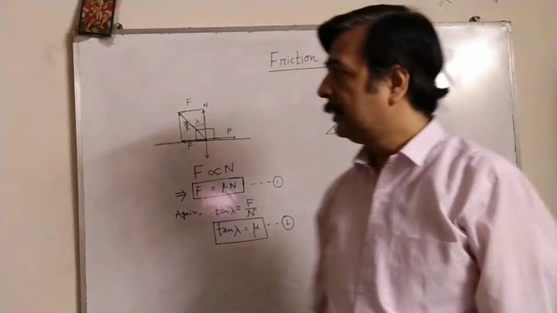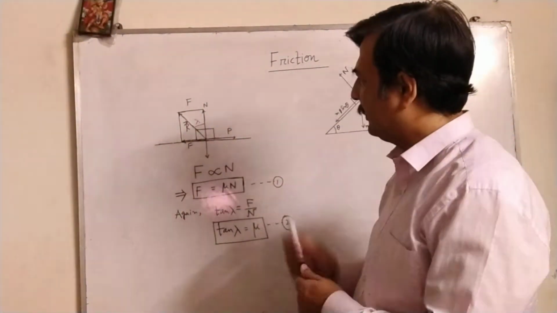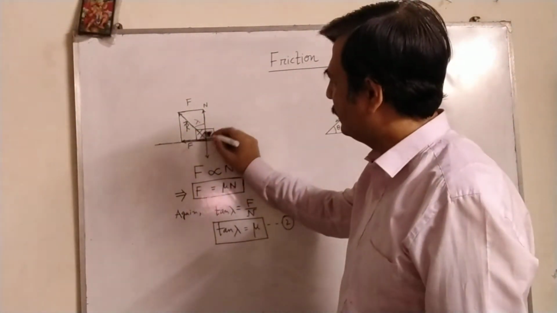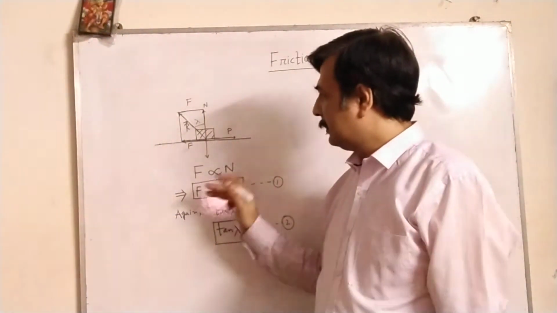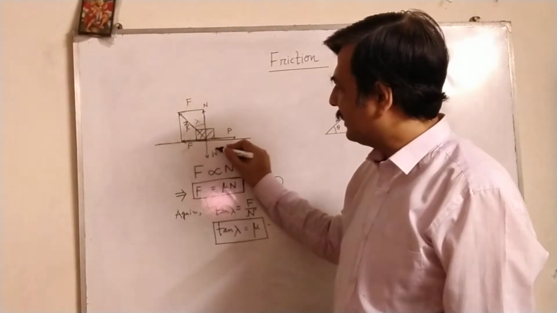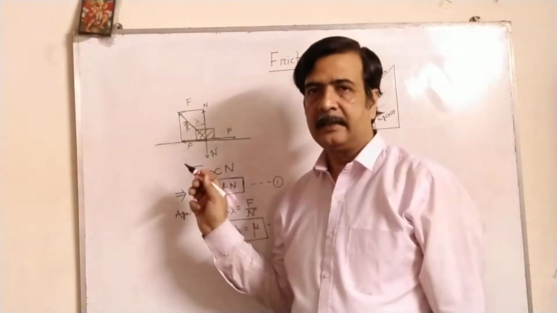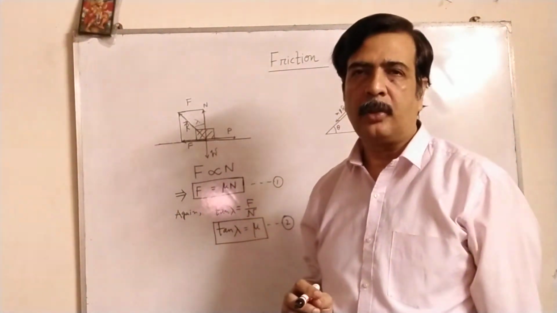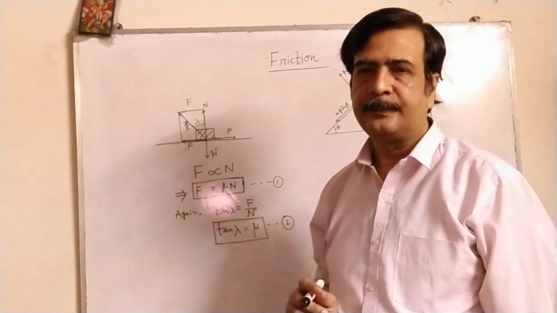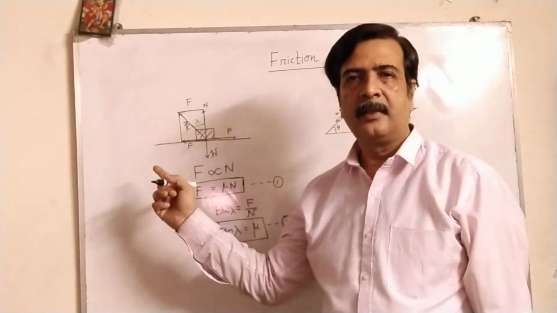Now here, this is a body kept on a surface. The weight W is acting in the downward direction, and there is one reaction upwards. That reaction is called the normal reaction. P is the applied force, F is the frictional force.